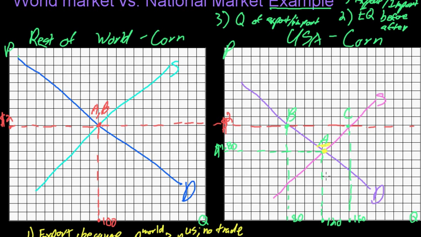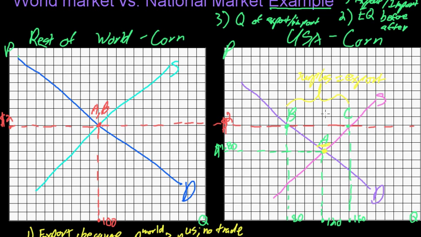However, if the market is then opened up to trade, then the world price will prevail, even in the United States, because we're saying that the USA is a small nation. So corn will now be $2. And if corn is $2, there will be a surplus of C minus B. So this will be the surplus, which means that the US is going to export this much.